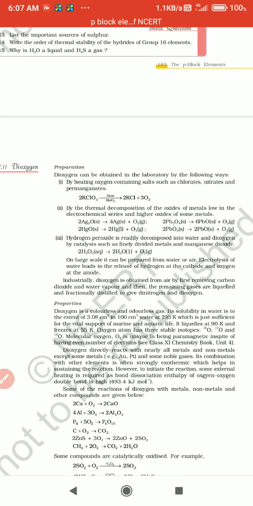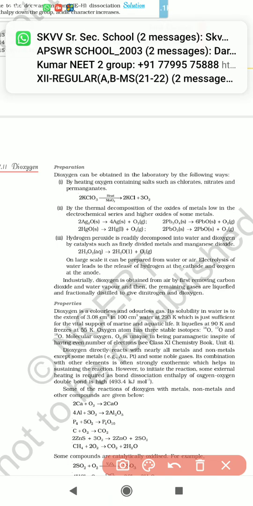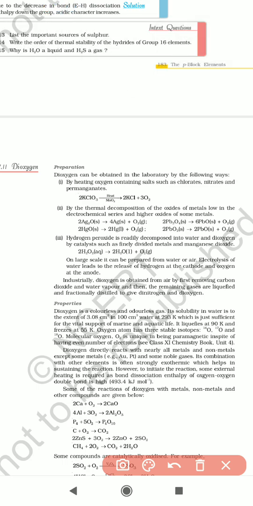Today we are discussing dioxygen. Yesterday we saw the chemical reactivity and physical properties of the oxygen family. Today we are going to discuss dioxygen preparation methods and properties. Dioxygen, that means the O2 molecule, is called dioxygen.